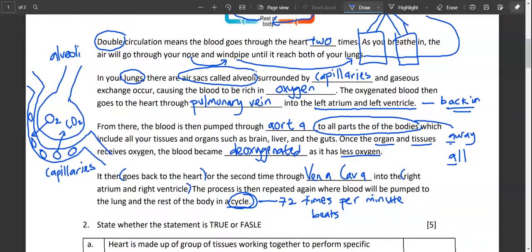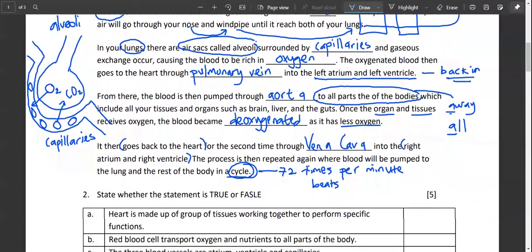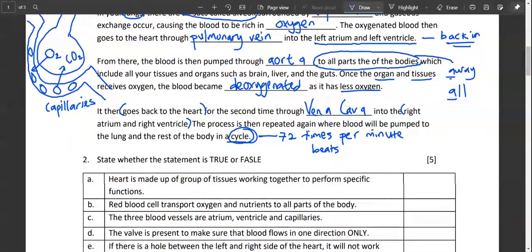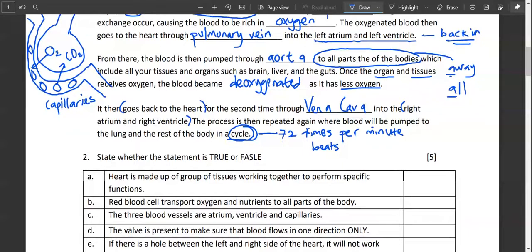Number 2, state whether the statement is true or false. A. Heart is an organ. Organ is made up of a group of tissues, correct? And they are working together, correct? And they perform specific function, in this case to pump blood. Therefore, the first statement is true.